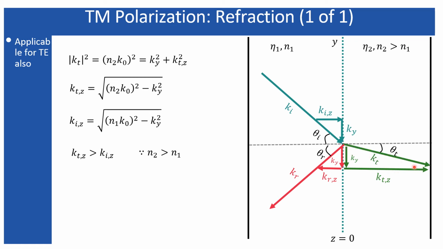Look at here, and that is why the transmitted wave gets shifted towards the surface normal, and theta t makes an angle which is less than theta i when the incident wave comes from the rarer medium into the denser medium.